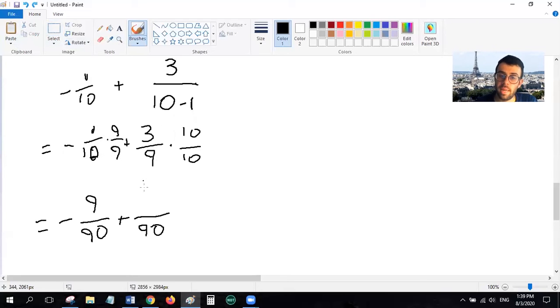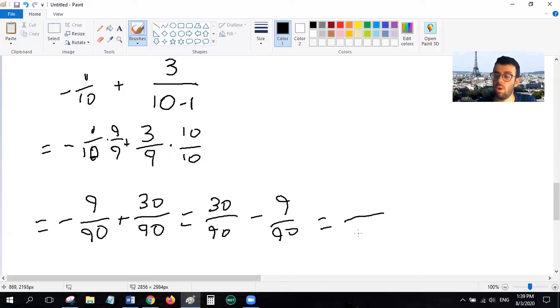Okay, so 3 times 10 is 30. So now we have -9 over 90 plus 30 over 90. Another way to think of that is to switch these around, since addition is commutative: 30 over 90 minus 9 over 90. And that's always going to have 90 at the bottom, because that's how addition works for fractions when we have a common denominator. 30 minus 9 is 21.